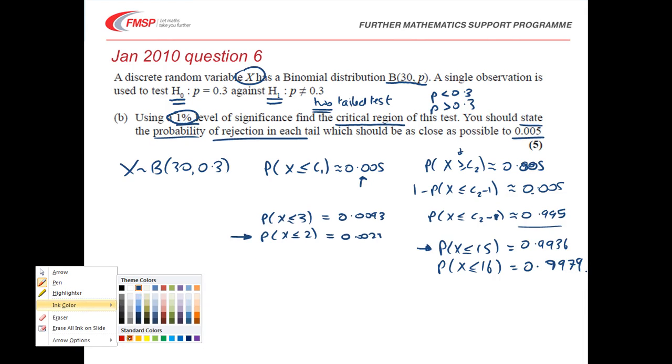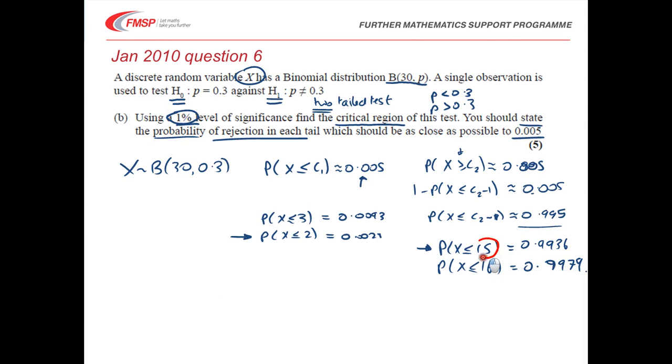Now, just want to make a point. So here, this value is important, and this one. So this one is C1. This value is C2 minus 1. So C2 must equal 16. So your critical region is as follows.